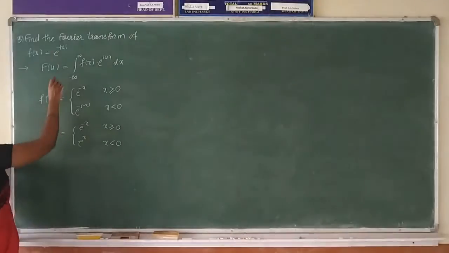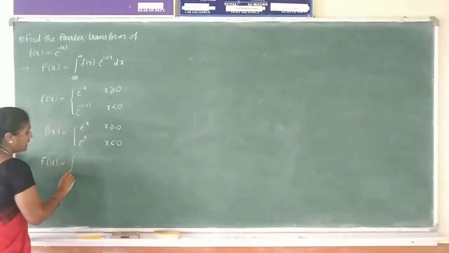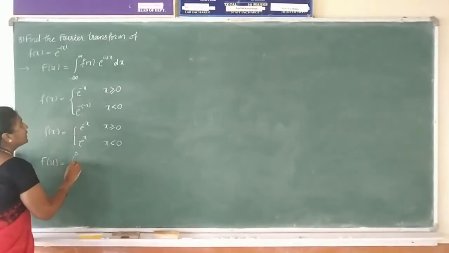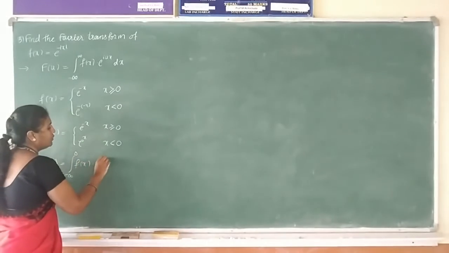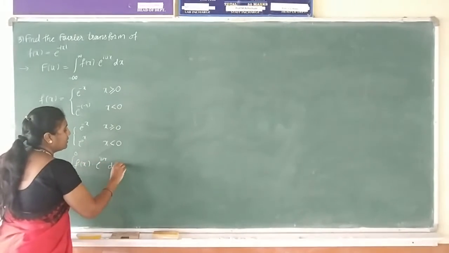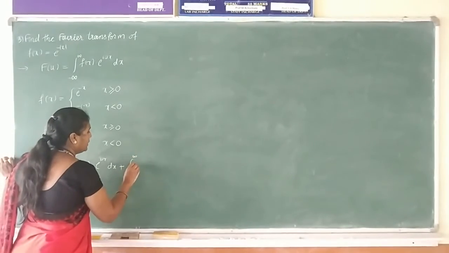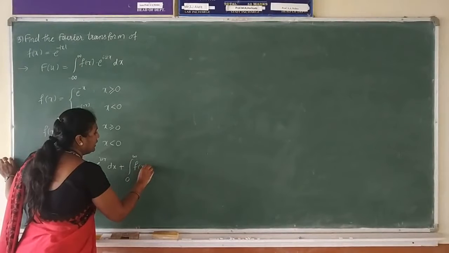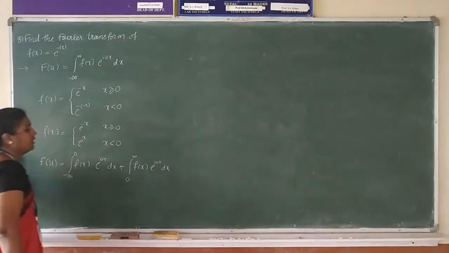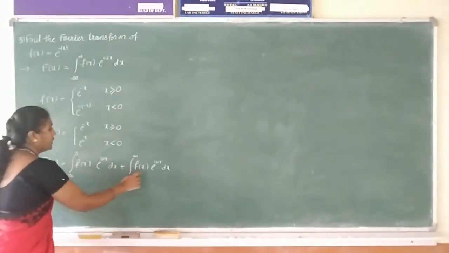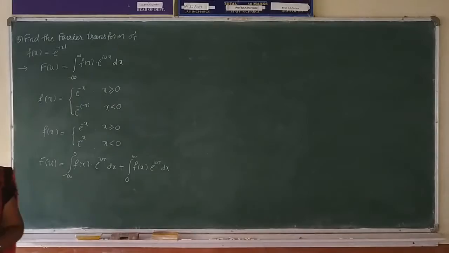Therefore, let me rewrite the definition like this: integration from minus infinity to 0 of f of x into e to the power iux into dx, plus integration from 0 to infinity of f of x into e to the power iux into dx. Next we need to substitute f of x. Here two f of x functions are there. Which one are you going to substitute?